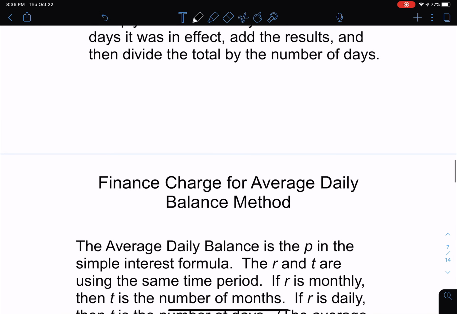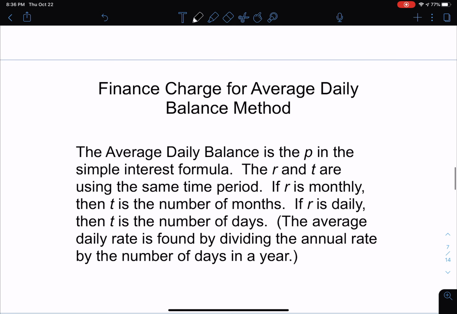And then use simple interest. In the simple interest formula, whatever that average daily balance is, that's the P. R and T, you just have to look at your credit card information for the R, and then just for that month, your T. If R is monthly, T is usually going to be 1, because usually you're looking at 1 month. If R is daily, then T is the number of days in that month.